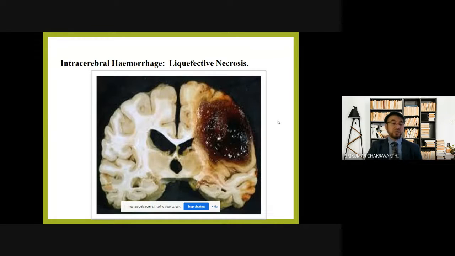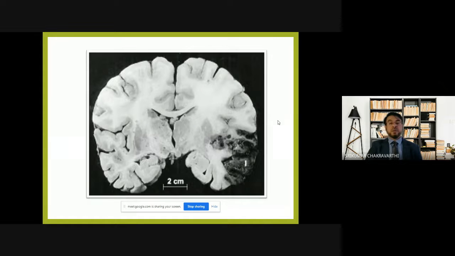For that matter, when you have a patient with gangrene of the limb, where necrosis starts off with coagulative, when bacterial or fungal infection sets in, it becomes liquefactive. Another slice of the brain that shows an old area of an infarct that has undergone liquefactive necrosis.